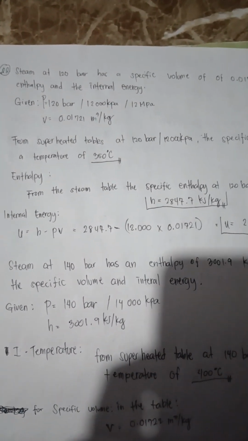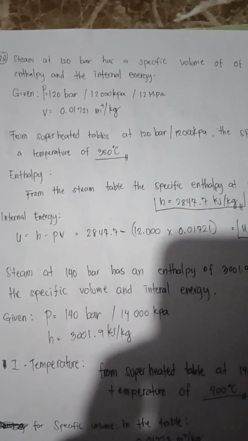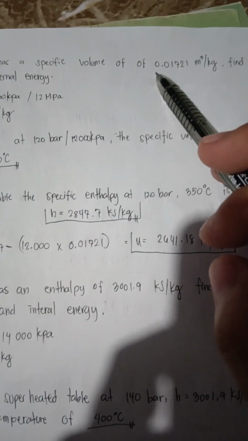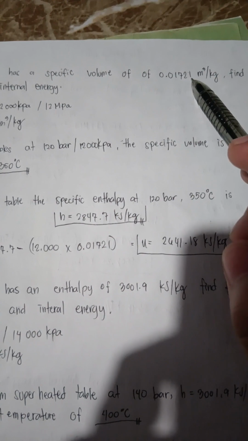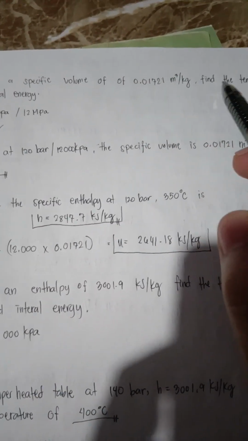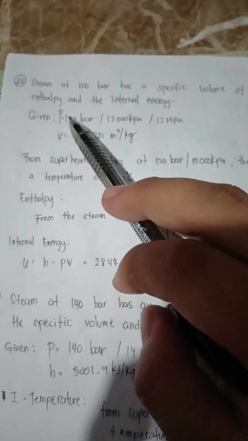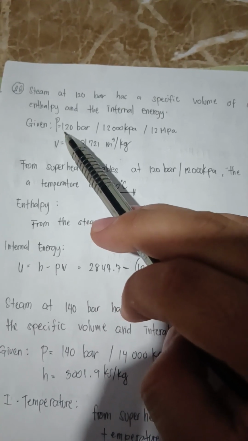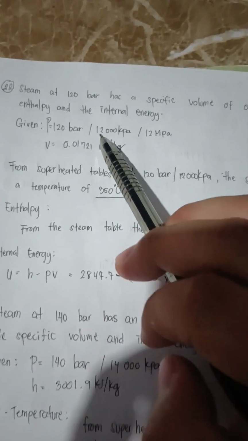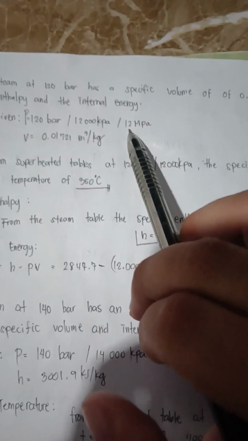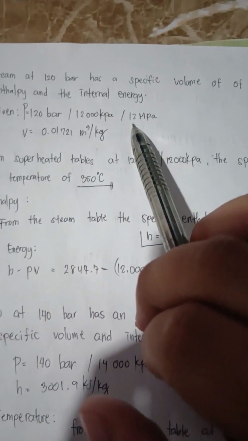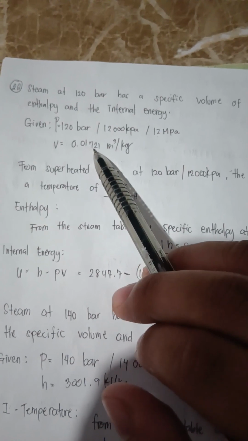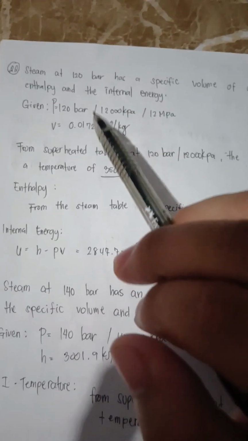So we're here in question number 22. The steam at 120 bar has a specific volume of 0.01721 cubic meter per kilogram. Find the temperature, enthalpy, and internal energy. The givens are: the pressure is equal to 120 bar, or in kilopascal 12,000 kilopascal, or 12 megapascal. The volume is 0.01721 cubic meter per kilogram.